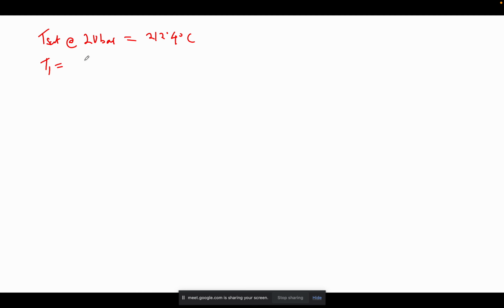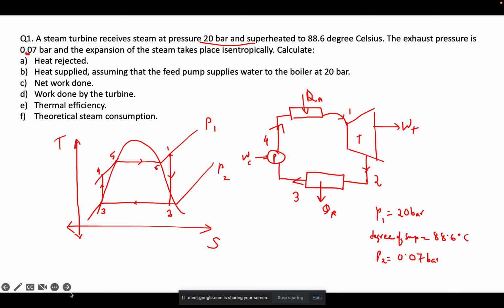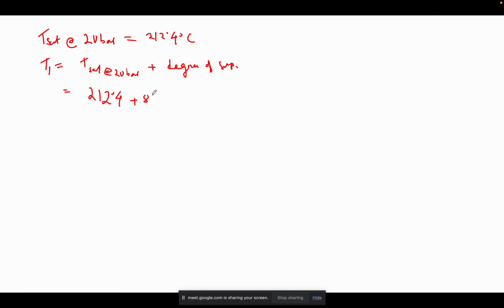is what? T saturation at 20 bar plus the degree of superheat. Okay, so that is basically 212.4 plus 88.6 degrees Celsius. Okay, so that will be your 300 degrees Celsius. Okay, so at 300 degrees Celsius now we have to look for the various properties.